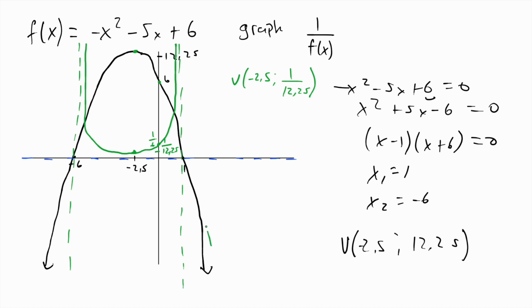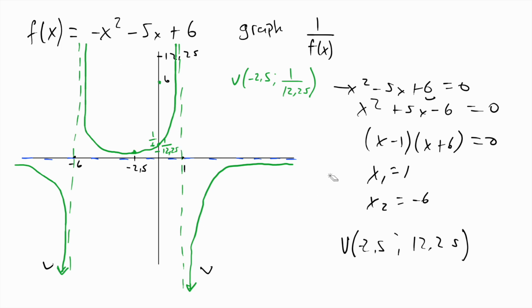And as f of x is approaching 0, our 1 over f of x is going to rise. So it's going to look something like this. Like this, and like this. The graph looks very wobbly, but it's all I can do. So my 1 over f of x is going to look something like this. And now if we delete our f of x, we should be left with a graph like this. And this, guys, is the graph of 1 over f of x.